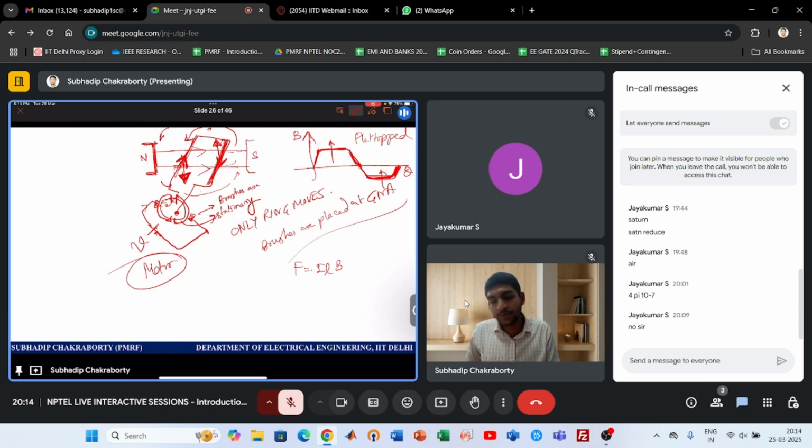So that mechanism is done by the commutator, right? The commutator flips the polarity, or you can call it a mechanical rectifier. Because what will happen? What kind of voltage will you get? Your voltage will be nothing but EMF, which is nothing but BLV.